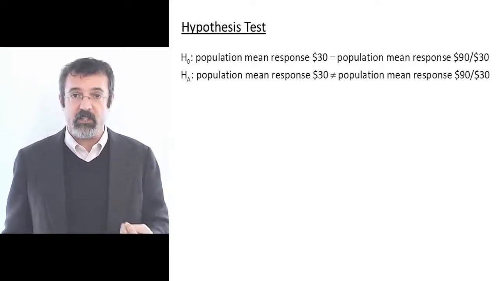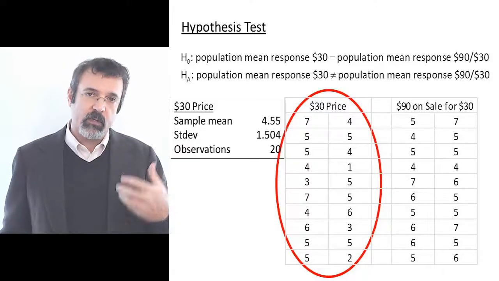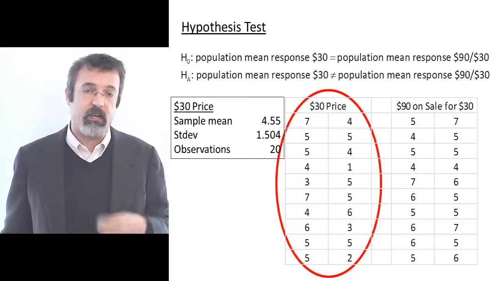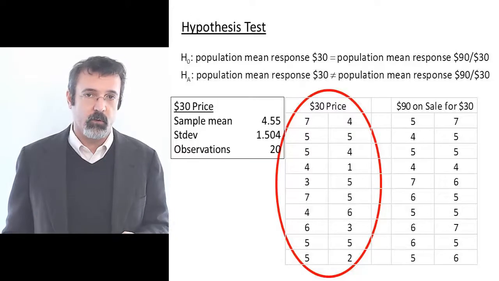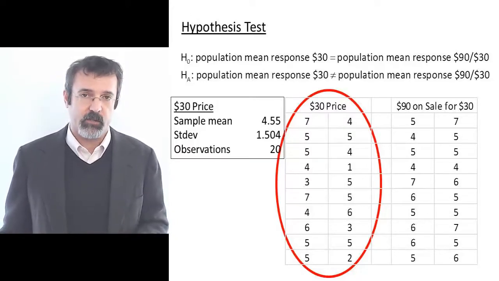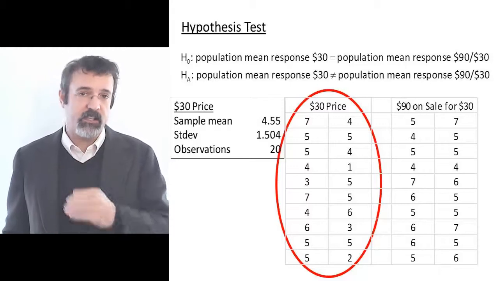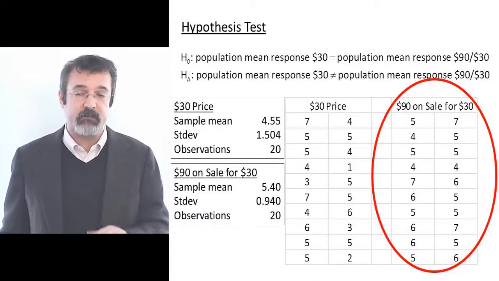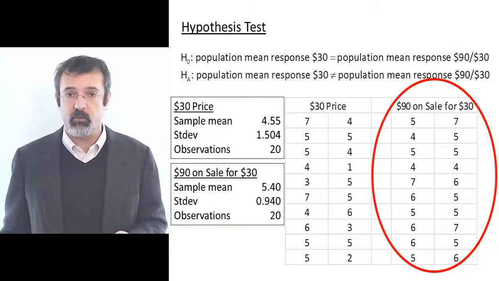So we have our data set for the first group of subjects that saw the $30 price. We can look at the responses that these subjects gave and calculate a sample mean of 4.55, a sample standard deviation of 1.504, and note that we have 20 observations. The second set of data comes from the subjects who saw the $90 price discounted to $30. For this data set, we can calculate the sample mean of 5.4, the sample standard deviation of 0.940, and note that we have 20 observations.